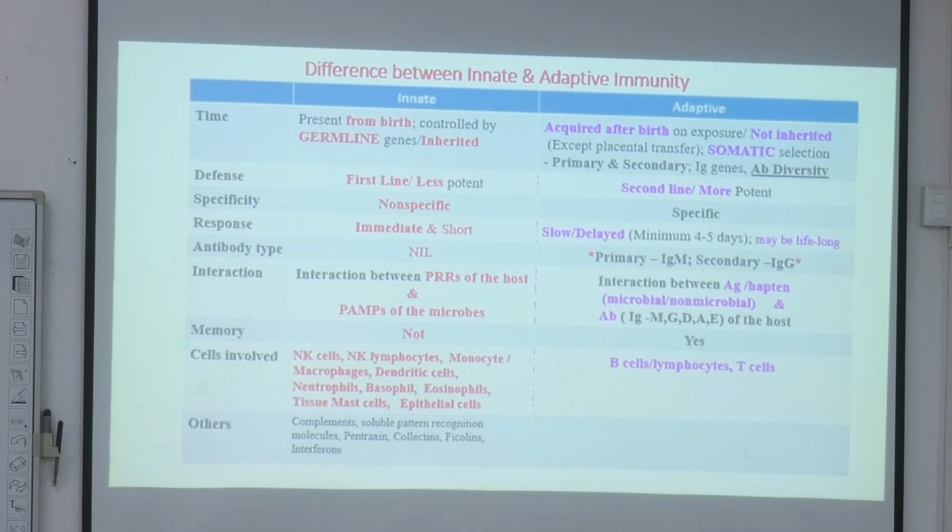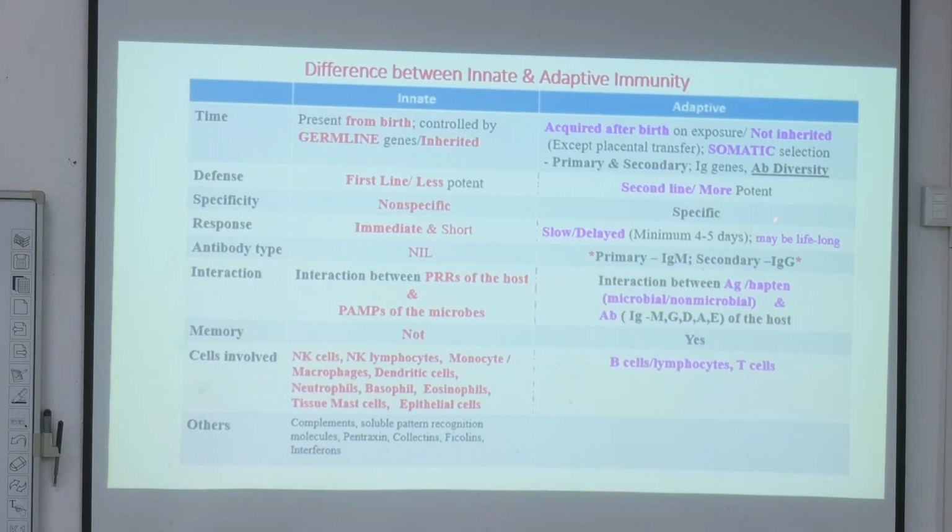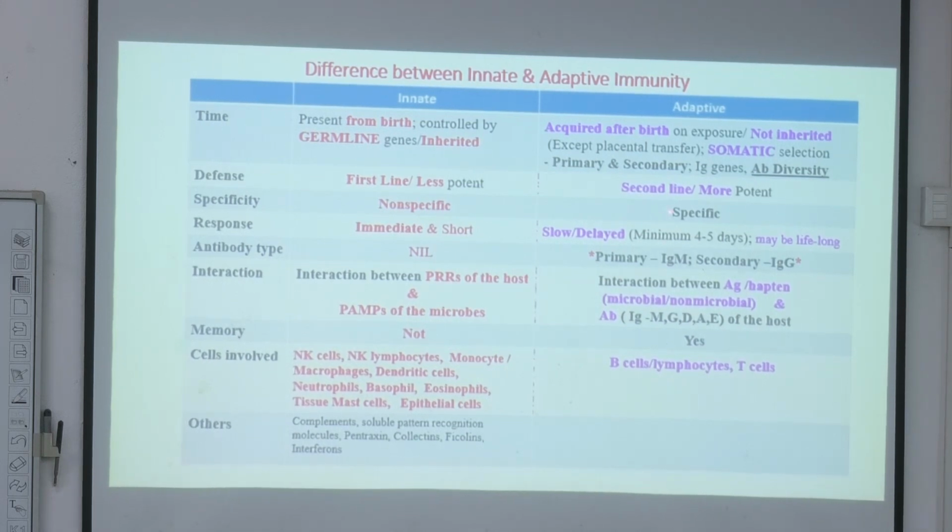In contrast, adaptive immune response requires an exposure, and it occurs due to somatic recombination of genes, as you will see later. So this is a first line defense. After the physical barrier is crossed somehow, the innate system will be the first line system, but that is a less potent system. This adaptive immunity is a second line, but it is a more potent system.